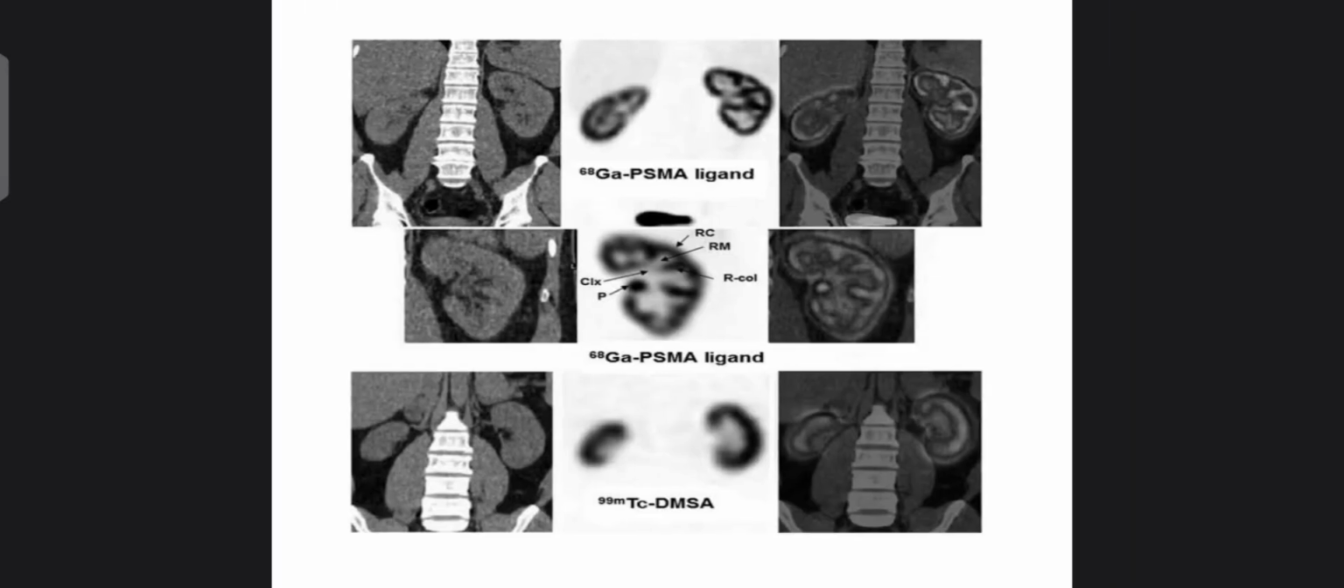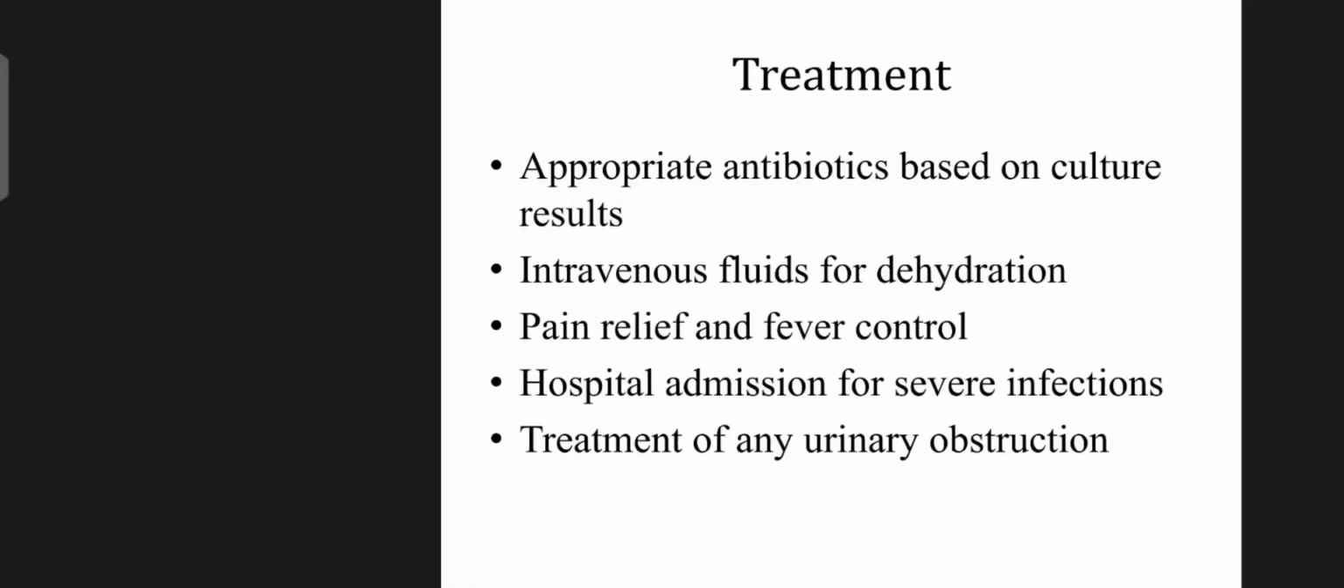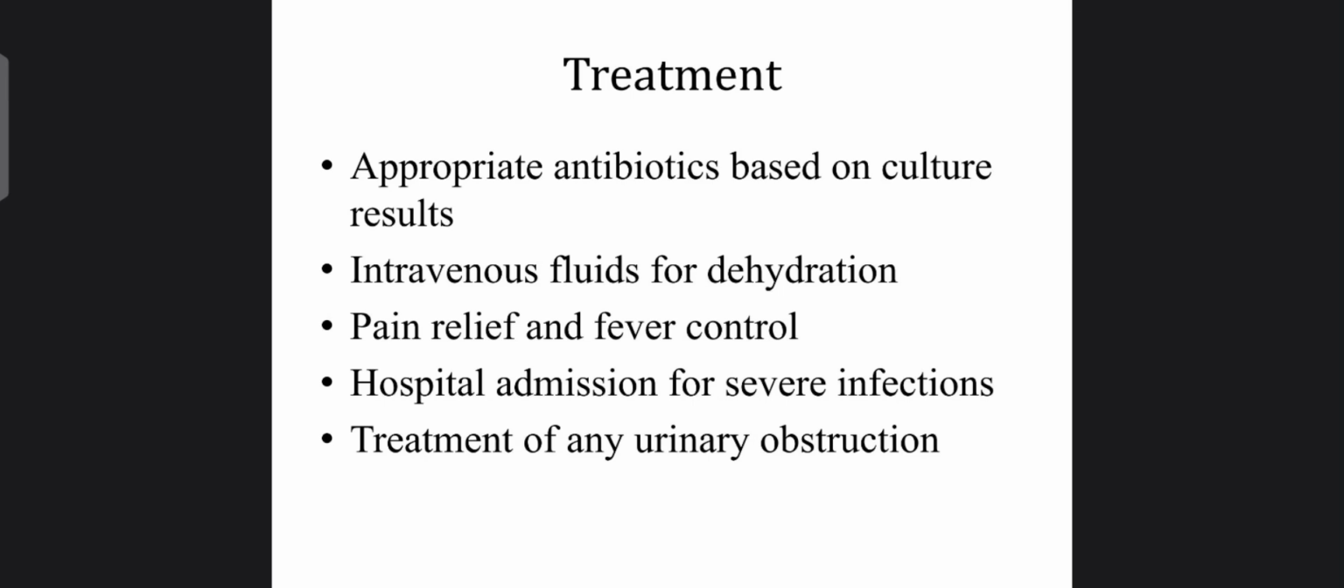This is also a nuclear medicine modality that is making use of some radioisotopes, 68 gallium ligand, to visualize the kidneys, as you could see typically on this image. So, what are some of the possible treatments of pyelonephritis? First, appropriate antibiotics, which are based on culture results. Secondly, we have intravenous fluids for dehydration, pain relief and fever control. We should also have hospital admission, that's in severe infections, and treatment of any urinary obstruction.